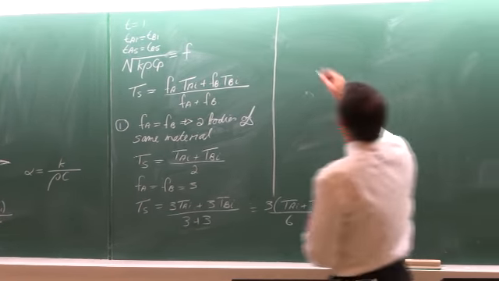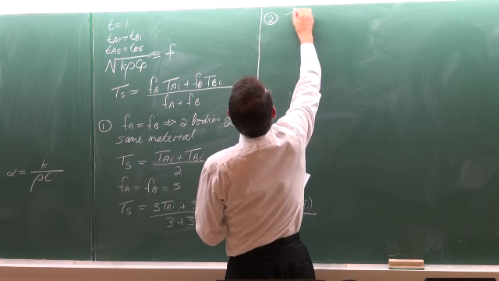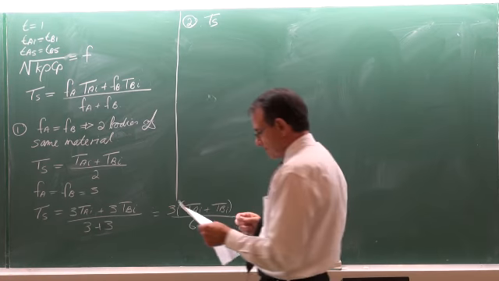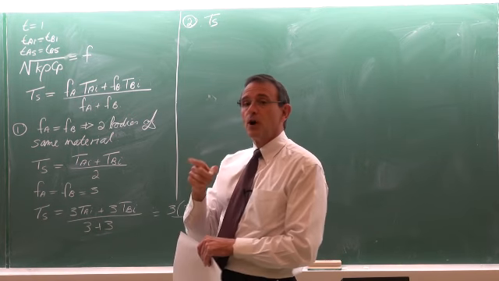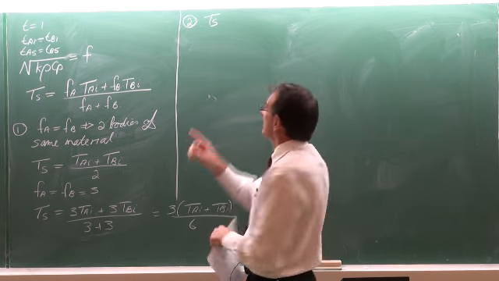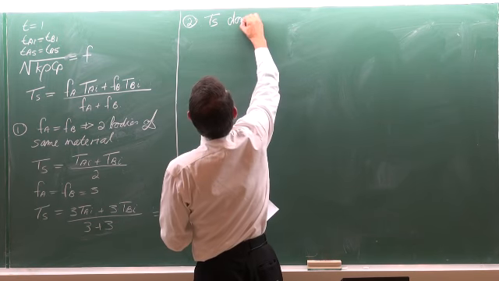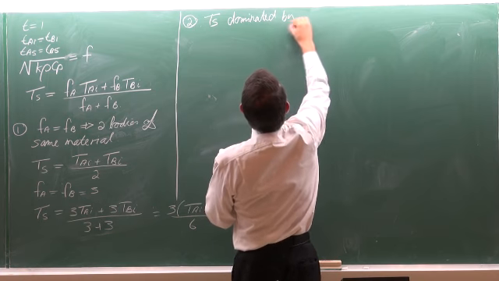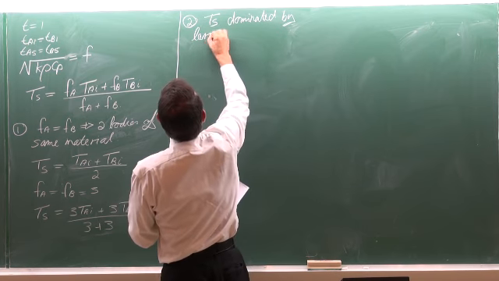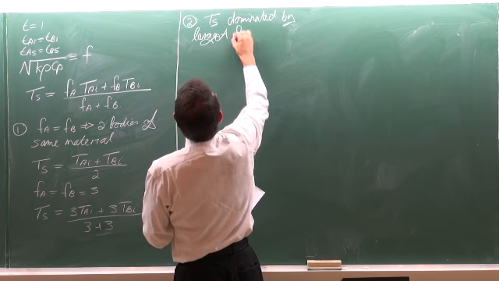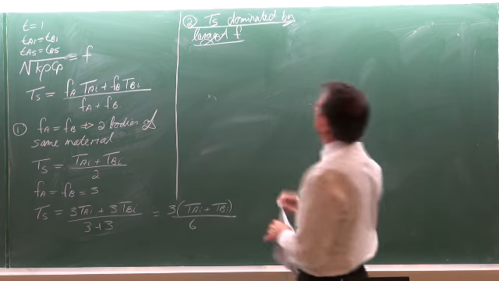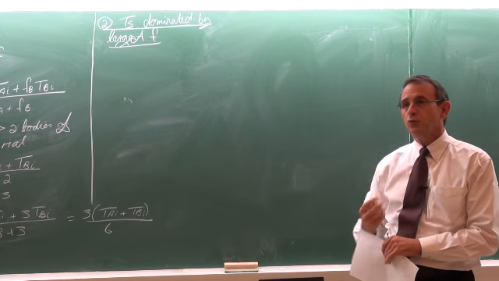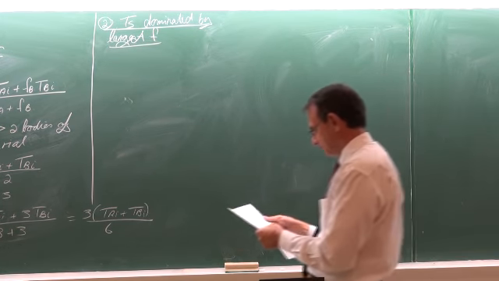The second one is that the surface temperature will be dominated by the largest F. Dominated by the largest F. The surface temperature is being dominated by the body with the largest F value.